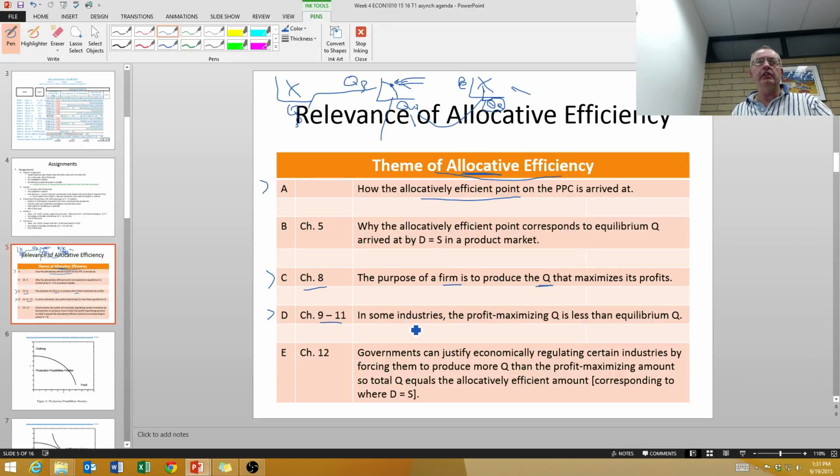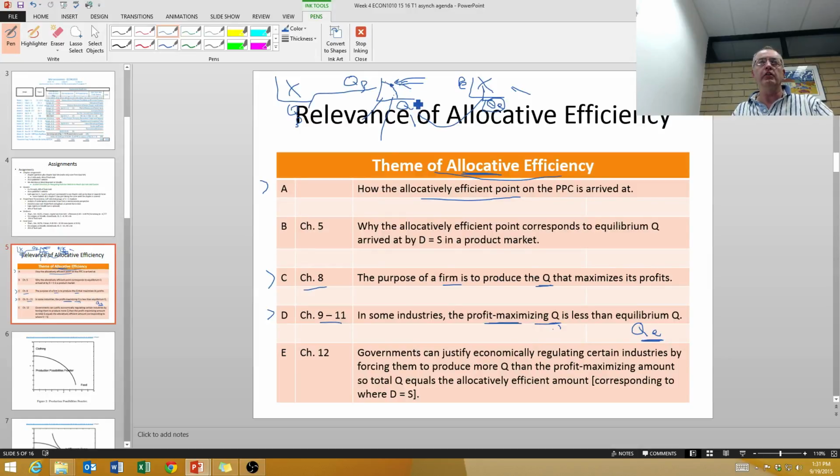And what we're going to see is when some of the companies in these industries produce their profit-maximizing quantity, we're going to find that that quantity is less than the equilibrium quantity that we find on our production possibilities curve. And so when these industries produce a quantity of output that's less than equilibrium quantity, we're not on our point of allocative efficiency.